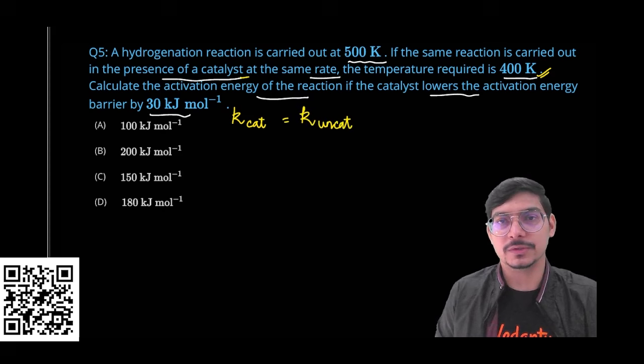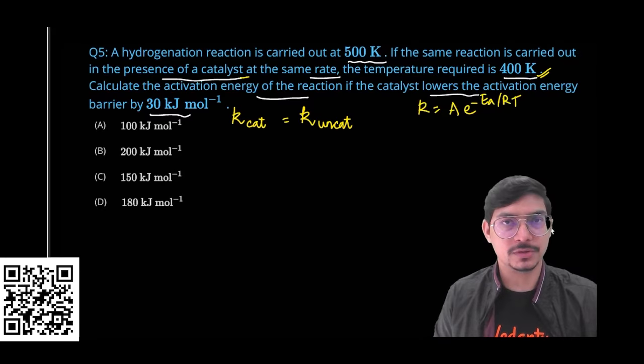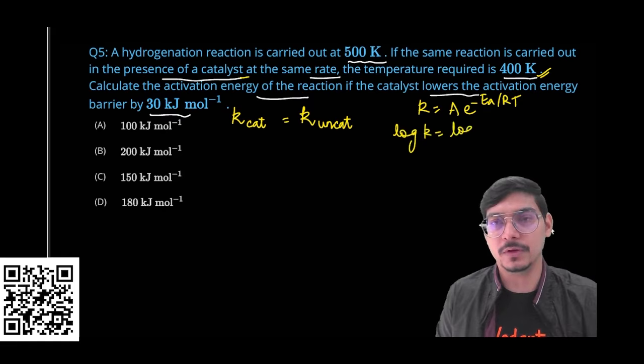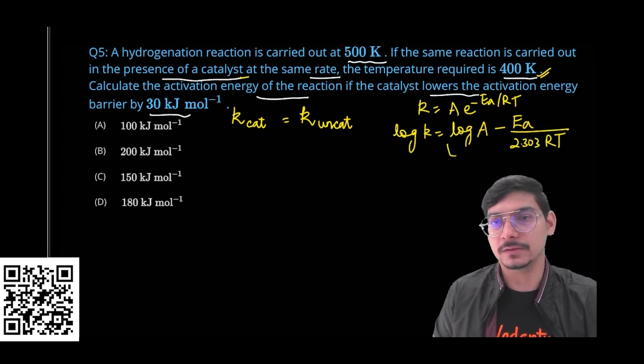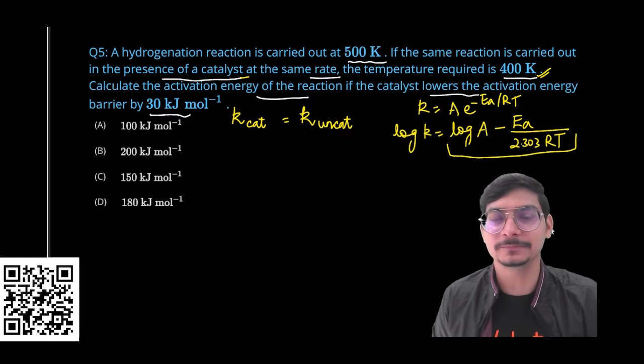Now, as per the Arrhenius equation, K is equal to A e raised to the power minus EA by RT. And if we convert this equation into the logarithmic form to the base 10, log K would be equal to log A minus EA divided by 2.303 RT. So because the two rate constants are same, the right hand side of the equation should also be same, right?